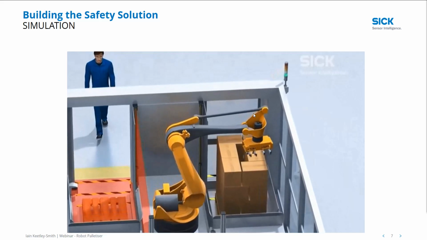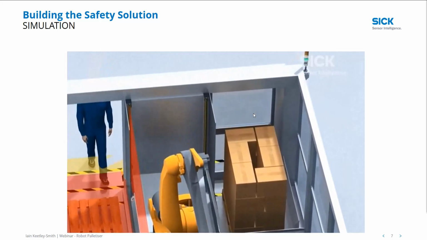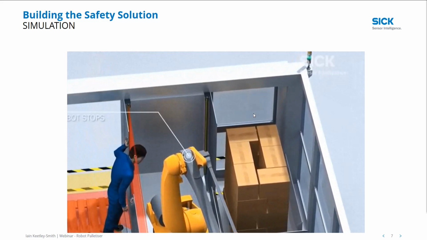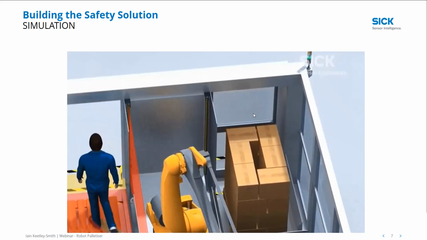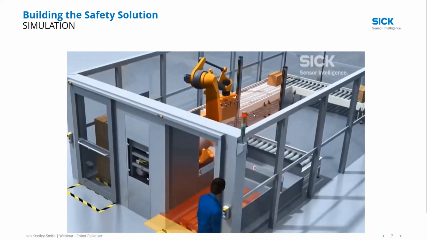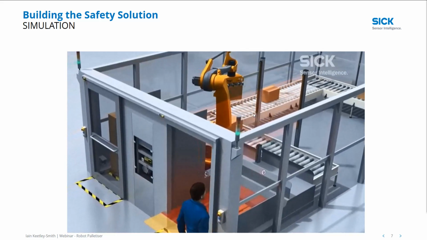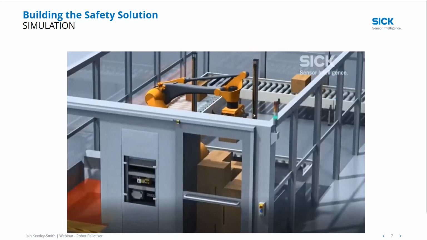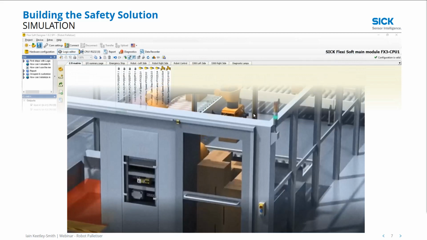The operator now walks in, the robot again goes into slow speed. Now if he breaks that internal light curtain, the robot will then stop. It will require him to walk out and press the reset push button to get the process running again. So we just need to make sure that the logic that's been written works in that manner.